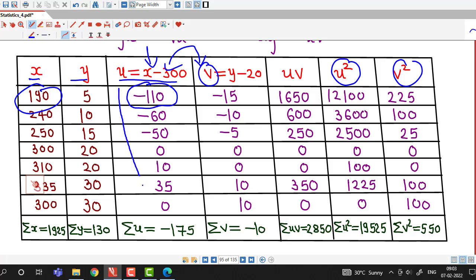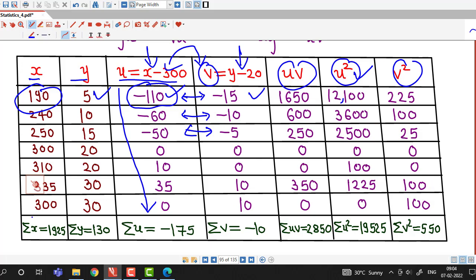So in that way I have obtained all these values of u. Then I subtract 20 from each value of y. For example, if I take y equal to 5, I obtain 5 minus 20, that is minus 15. So in that way we obtain all these v values. Then we multiply these values u and v, and we obtain this column for products u into v. After that we take square of each u value, that is minus 110 square, which is 12,100, and so on. Then we take square of each v value.